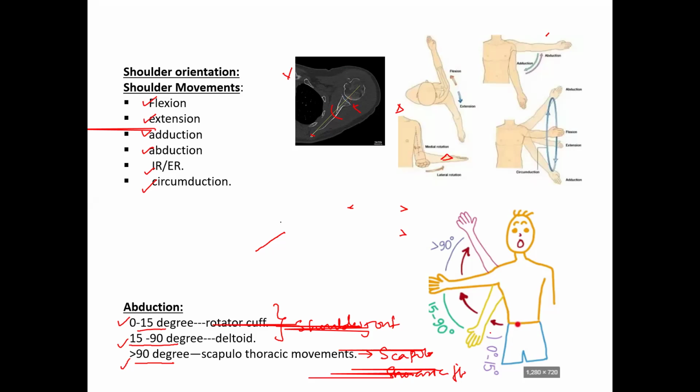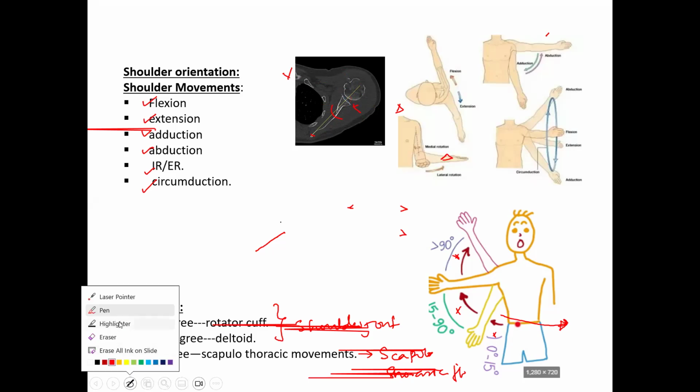If you see here, the first 0 to 15 degrees happens by the rotator cuff. Then 15 to 90 degrees by the deltoid, and over 90 degrees by scapulothoracic movement. So with any damage to the rotator cuff, the initial 0 to 15 degrees is not possible. Once the patient is given assistance for lifting, then he can move further. So 0 to 15 degrees is by the rotator cuff. This is one important thing you need to remember.